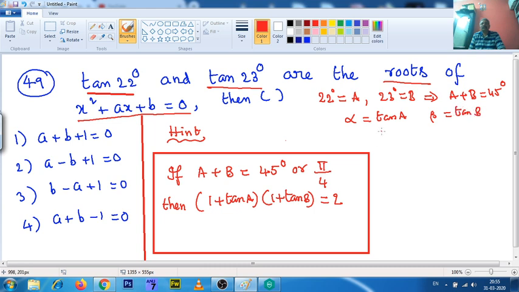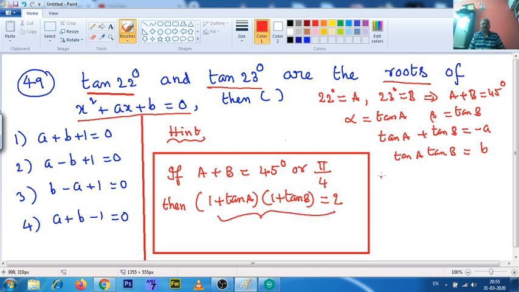Sum of the roots, tan A plus tan B, equals minus the x coefficient by the x square coefficient, that is minus A. The product, tan A into tan B, equals how much? The constant term, that is B by 1. So, now you need to apply this one.